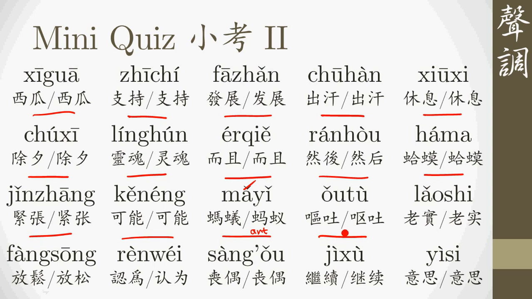Outu. Outu. It's to vomit. Next. Laoshi. Laoshi. Frankly speaking. Next. Fangsong. Fangsong. To relax. Next. Renwei. Renwei. It's to believe.